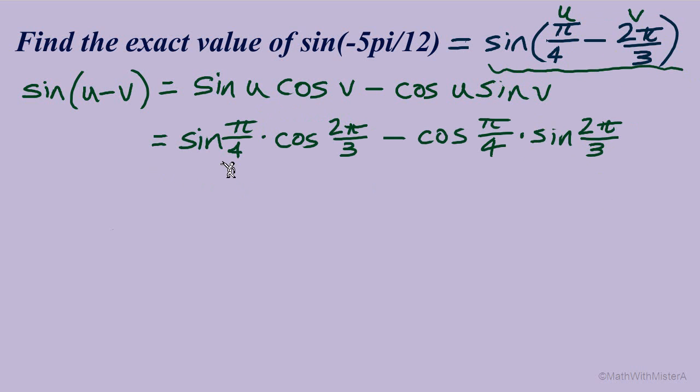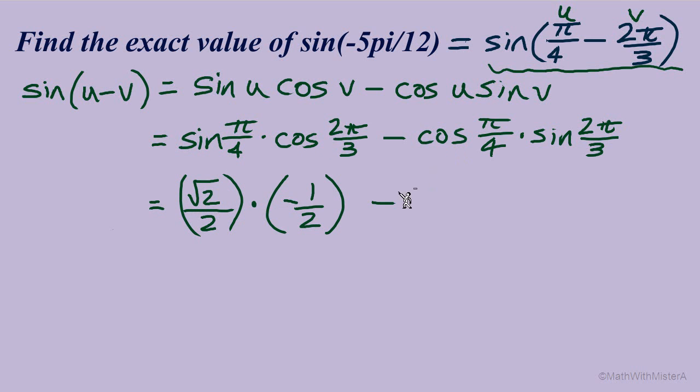Now we can evaluate each of these trig functions because we're using increments that are familiar to us from the unit circle. Sine of pi over 4 is radical 2 over 2, or 1 over radical 2 if we don't have the denominator rationalized. Cosine of 2 pi over 3 is negative 1/2. Cosine of pi over 4 is another radical 2 over 2, or 1 over radical 2. And then the sine of 2 pi over 3 is a positive radical 3 over 2.